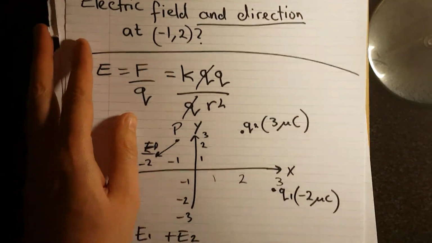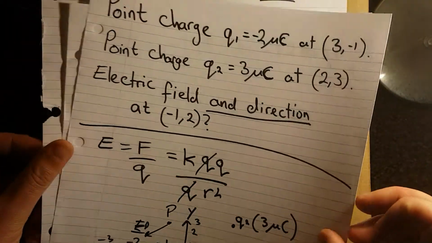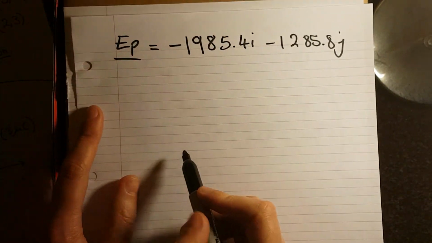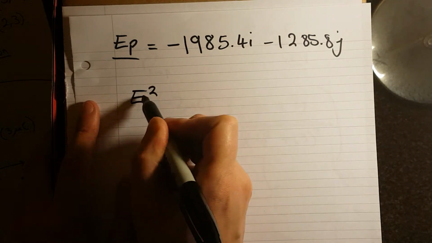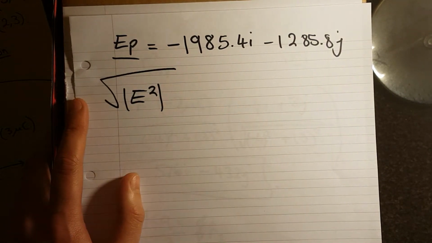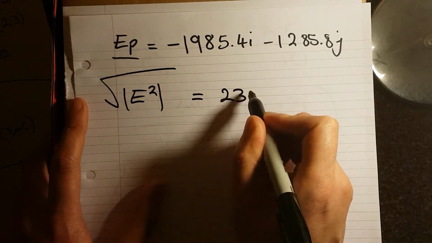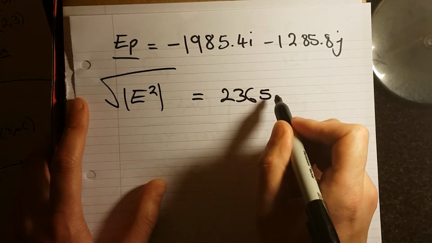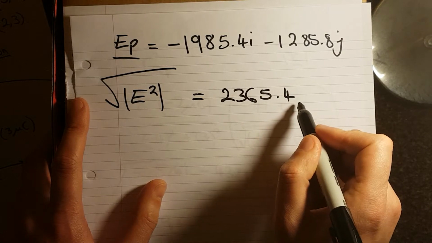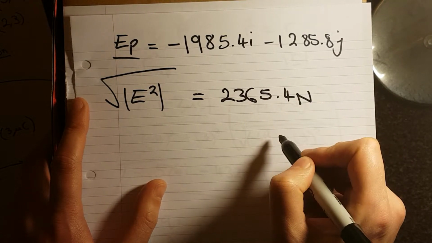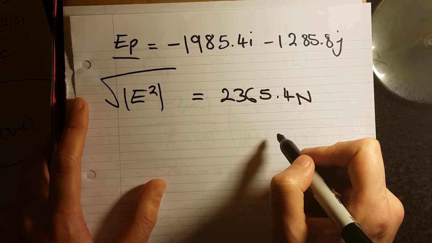And to get the magnitude, all we have to do is square it and square root it. And it gives you a magnitude of 2365.4 newtons. I believe so. Yep.